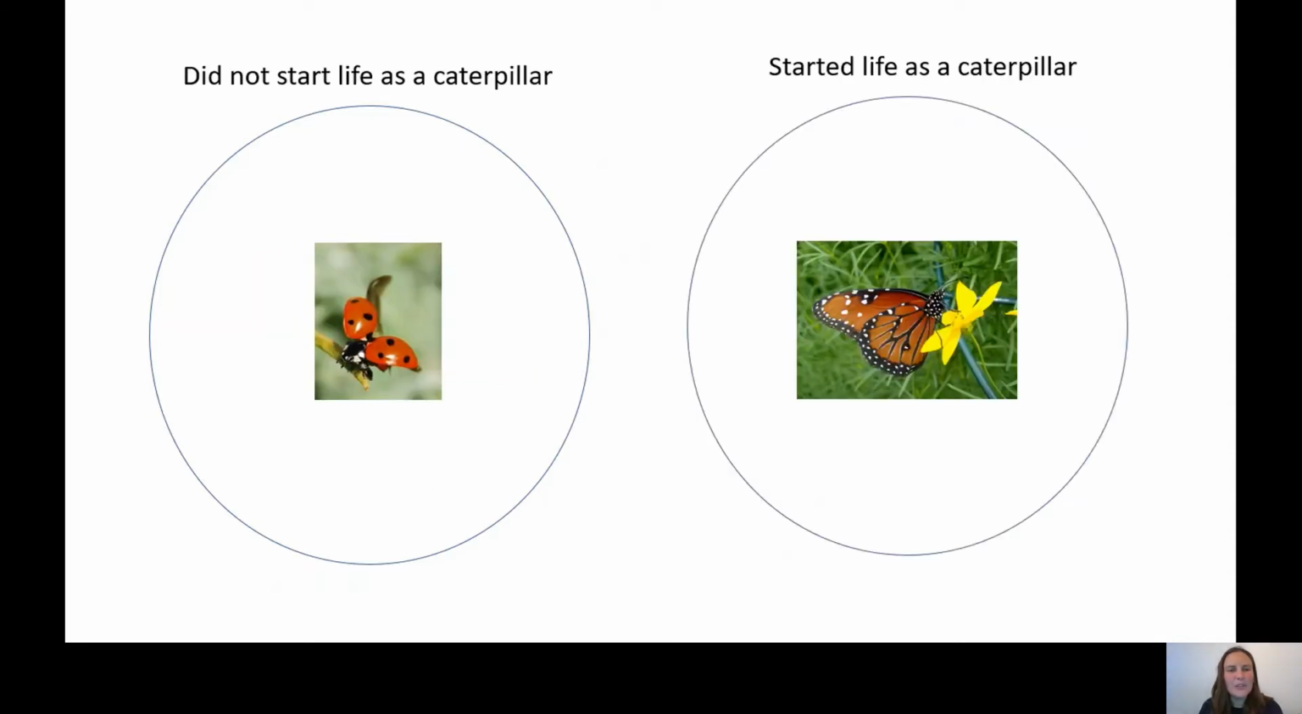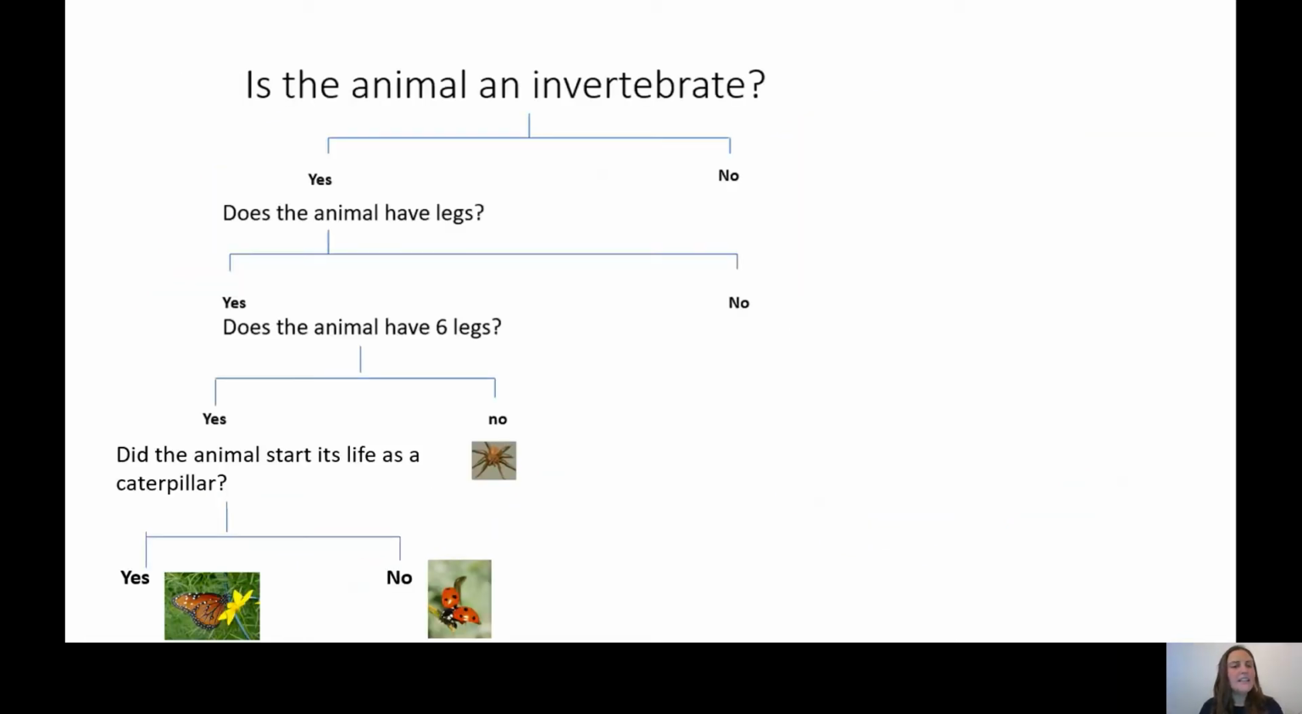I'm sure you thought of lots of questions, but I decided to think, my butterfly starts its life as a caterpillar, whilst my ladybird doesn't. So that is the question that I am going to go for. Did the animal start its life as a caterpillar? Yes, it's a butterfly. No, it must be a ladybird. Now, as you see, I haven't gone down my no column yet, but I just wanted to show you how we would work through an example.